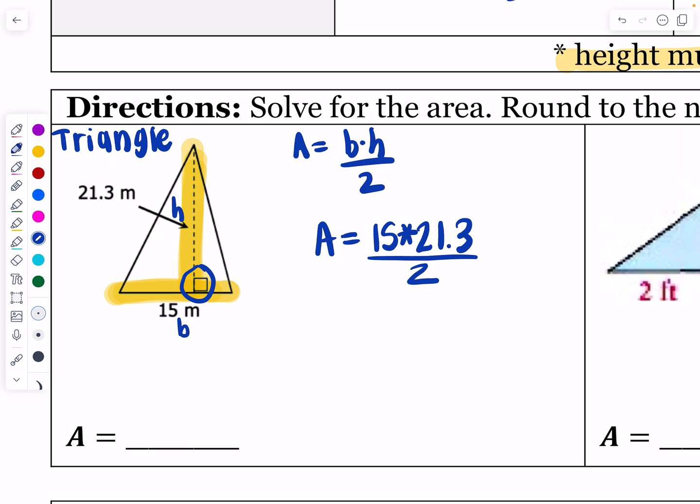That is going to give me, to the nearest tenth, this is going to round to about 159.8. And my units for area, of course, is going to be units squared. So this is in meters. And so my units are going to be meters squared.